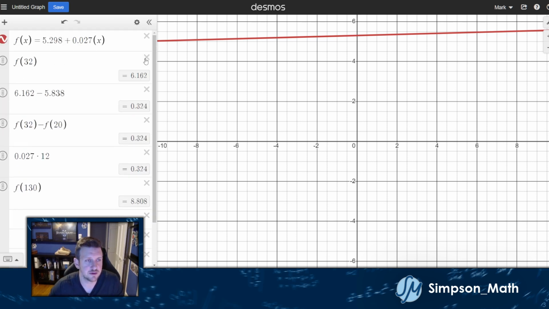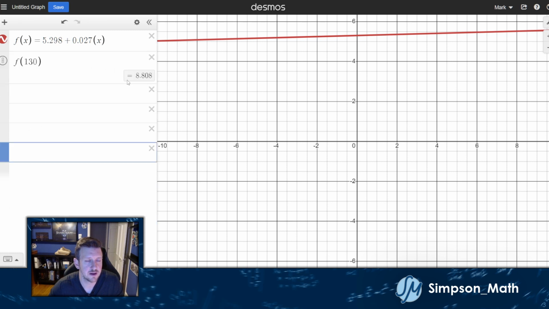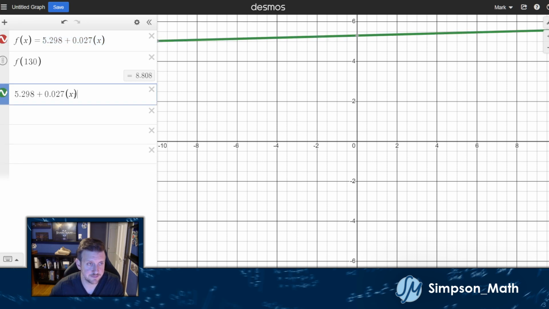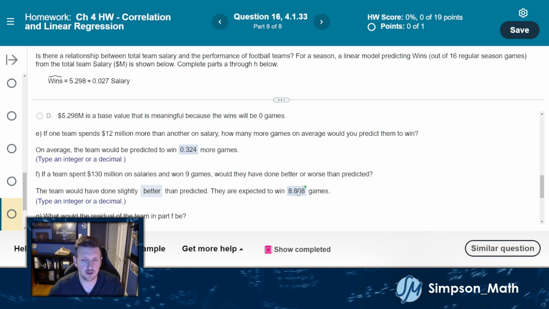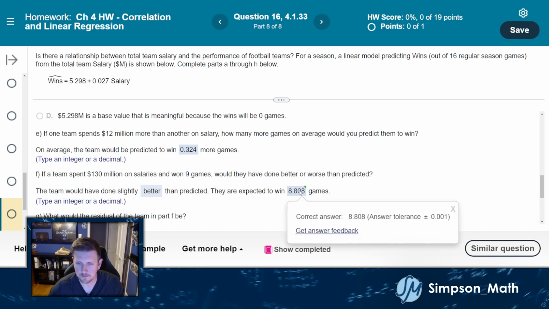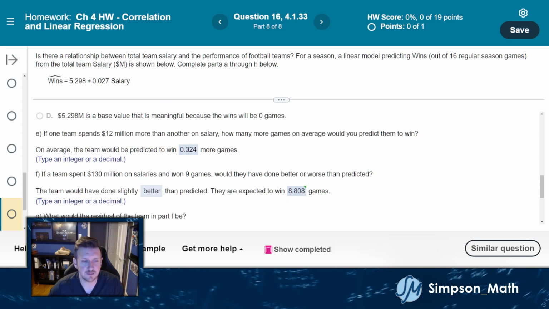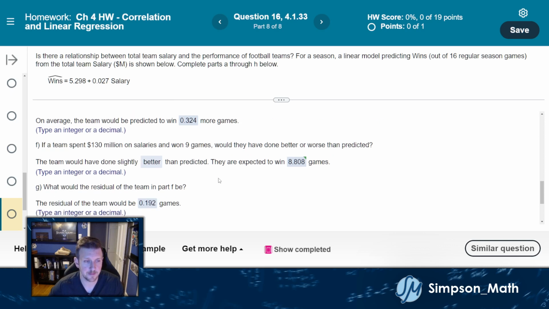I'm going to get rid of these things. We don't need this. Bye-bye. So I do f of 130, or you could just type in 130, and we get the same thing. So we would get 8.808. That's how many games we're predicting to win. So that's this number here. The team would have done better, because they actually won 9 games, but they're predicted to win only 8.808, so they did slightly better.